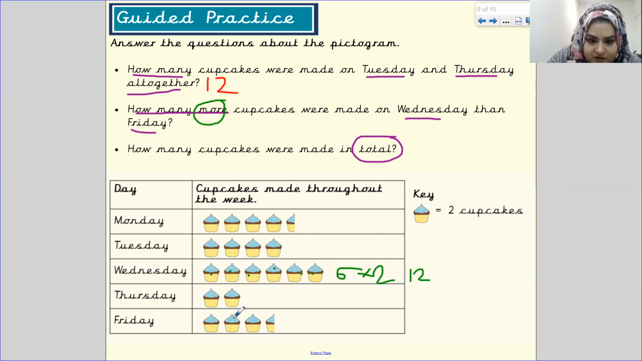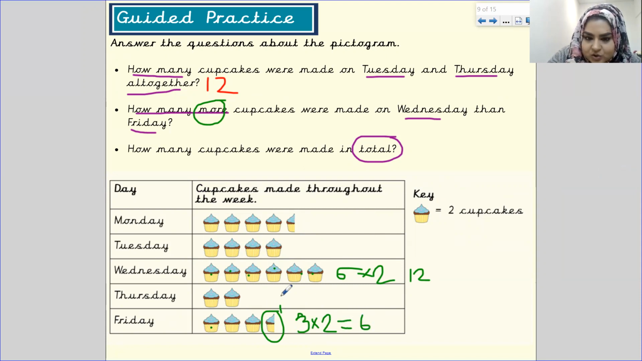Now let's do Friday. So I can see I have a half there, so that means 1. So I'm going to count how many full cupcakes I have. 1, 2, 3. So 3 times 2 gives me 6.